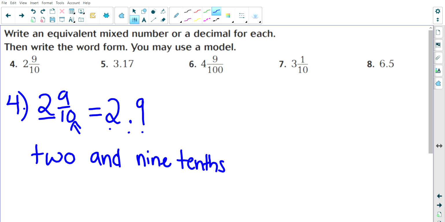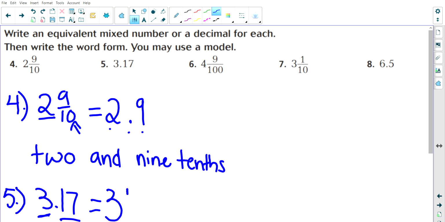All right, next one, number 5. Number 5 is 3.17. We're going to write this, because it's a decimal, as a mixed number. So first, the digit before the decimal point is our whole number. So I'm going to write this as a whole number 3. Then I need to write out the decimal point. I read this as 3 and 17 hundredths. So my fraction is going to be 17 hundredths.